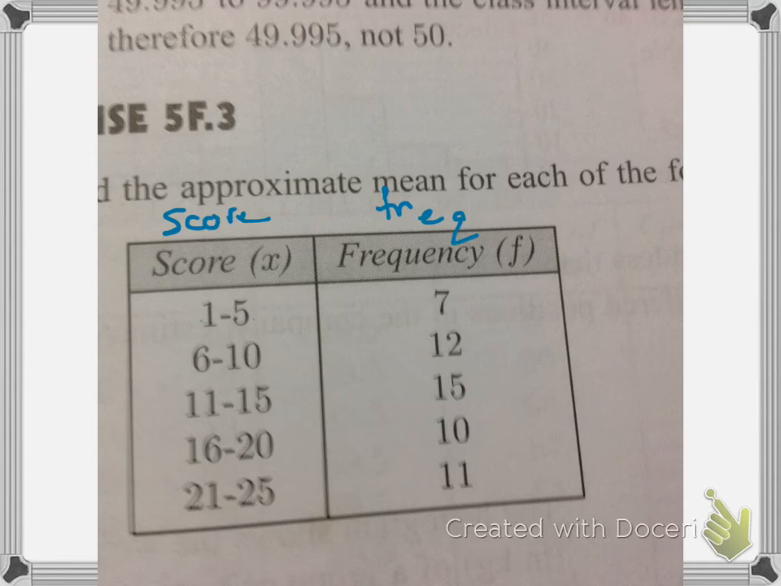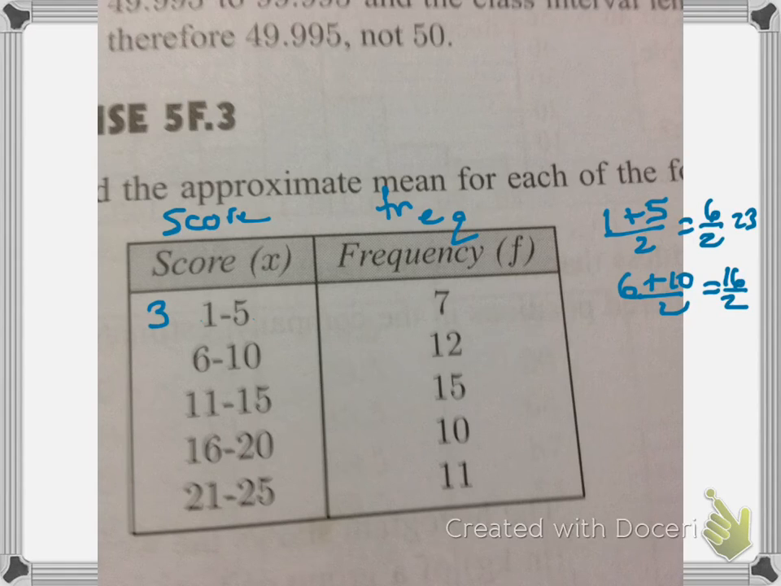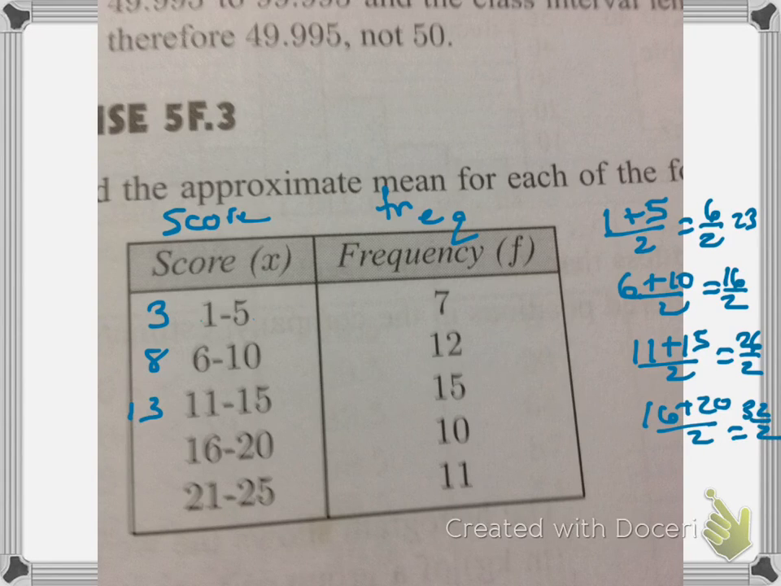All right, and so what we do is we have to find the midpoint for each of these. The midpoint formula is finding the average. So I get 1 plus 5 divided by 2, which is 6 divided by 2, which is 3. So I'm going to enter 3 in here. Then I get 6 plus 10 divided by 2, which is 16 divided by 2, which is 8. And then here I get 11 plus 15 divided by 2, which is 26 divided by 2, gives me 13. Then I get 16 plus 20 over 2, which gives me 32 over 2.